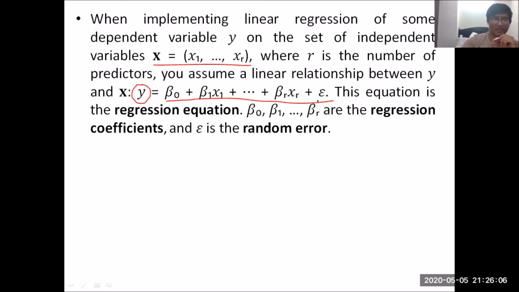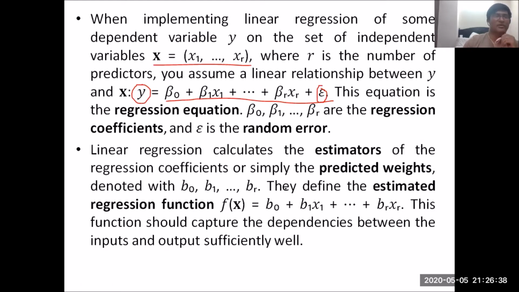We also have one term that is called the random error, the error between the actual value and what prediction has been done. There could always be an error between the two, between what we predict and what the actual value is. So that epsilon is taken as your random error. This is how linear regression models look. Linear regression calculates the estimators of the regression coefficients. So we would be calculating these coefficients based on my training data.